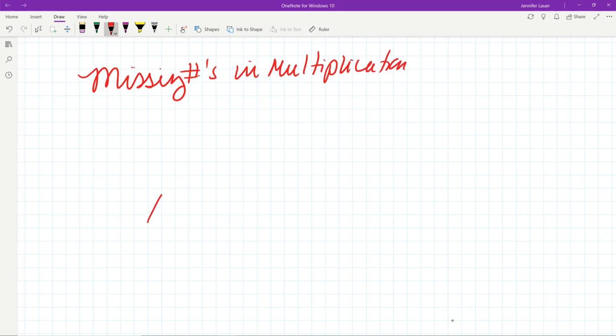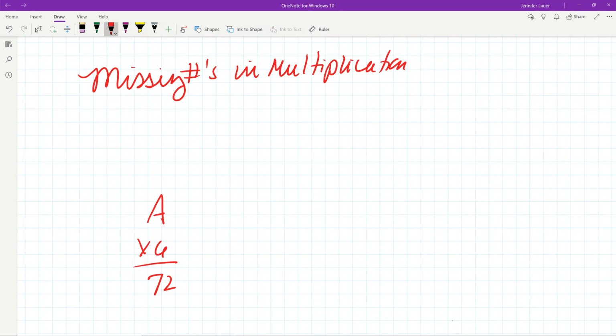So if you have something that looks like this, A times 6 is 72, you can do a couple things. You can ask yourself, okay, I know the factors of 6, and you can just start counting by sixes. 6, 12, 18, 24, 30, 36, 42, 48, 54, 60, 66, and then 72. That's 12. So that's one way to do it.